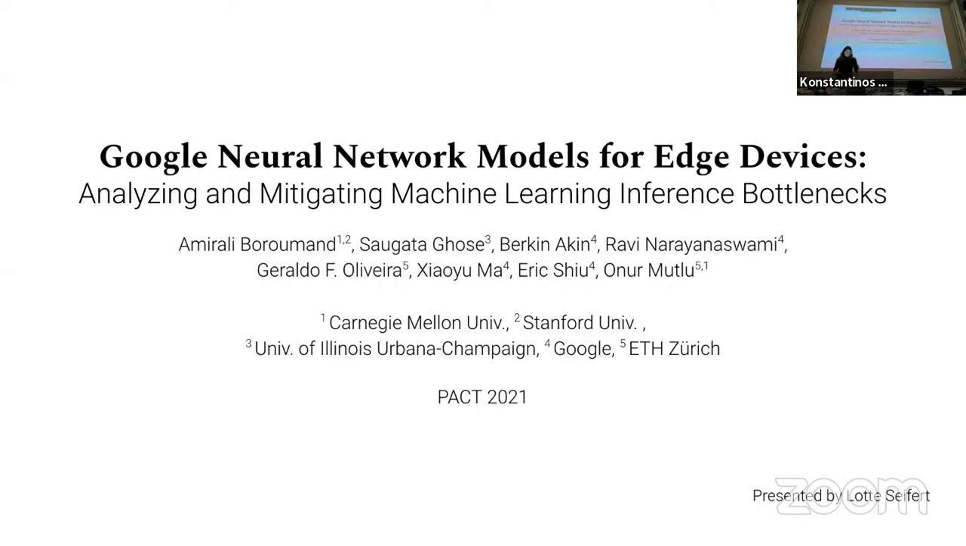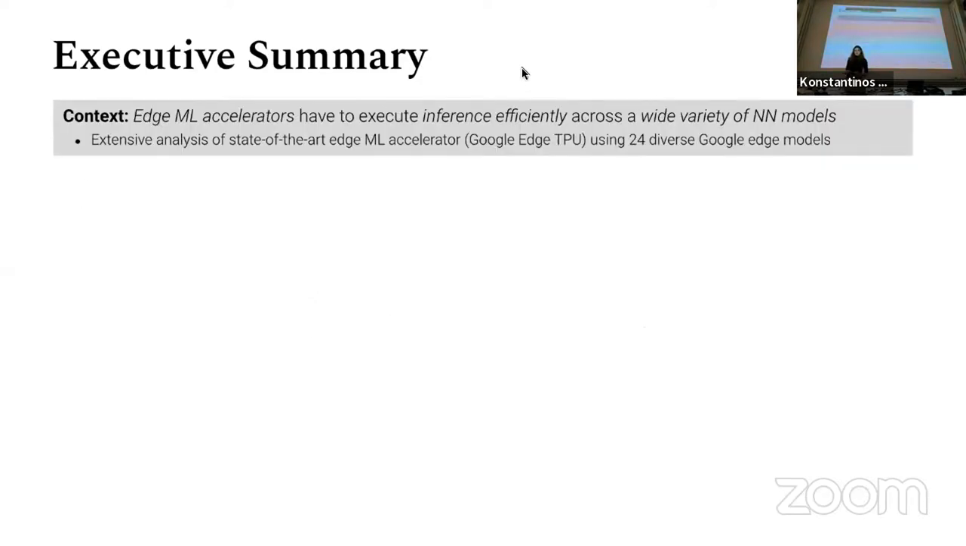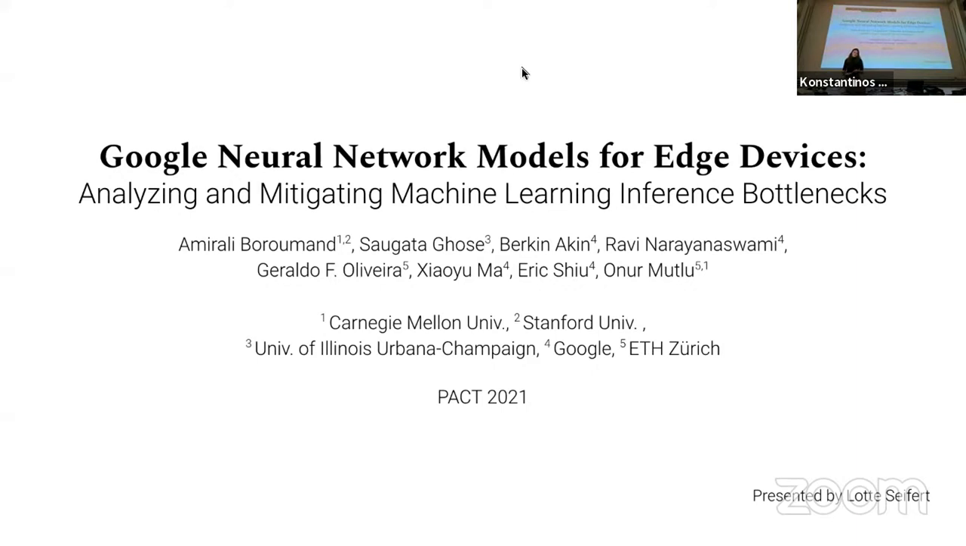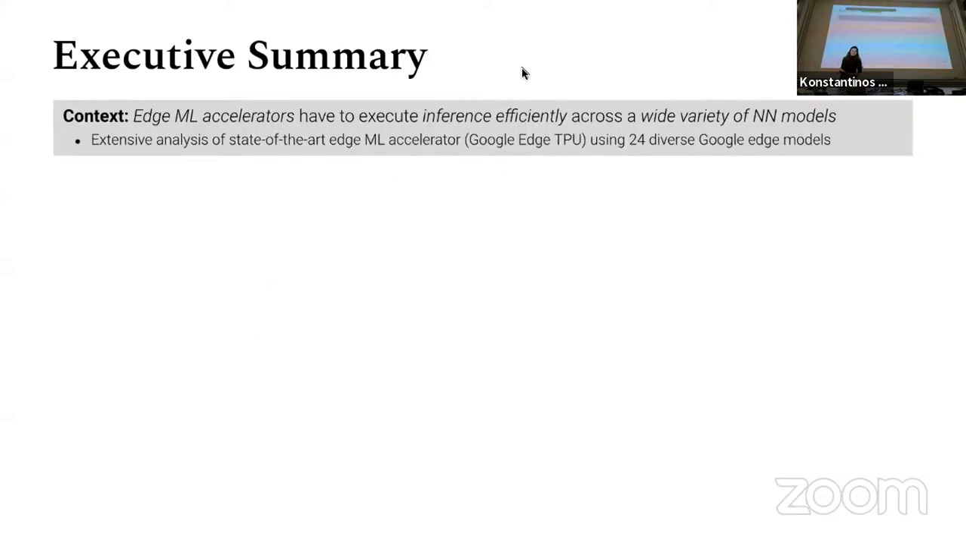Perfect. Thank you for that nice introduction. Can you hear me well? Okay, more or less. I will try to talk louder. So welcome to this talk. As Geraldo introduced, I'm going to jump right into an executive summary, and you're going to get very sick of this slide because you're going to see it over and over again. First, the context: this paper talks about edge ML accelerators and how they execute inference, and specifically how this inference execution, how this performance, differs across a wide range of different ML models. It is an extensive analysis of a state-of-the-art ML accelerator, in particular the Google Edge TPU, and it uses 24 different Google networks to measure the performance.